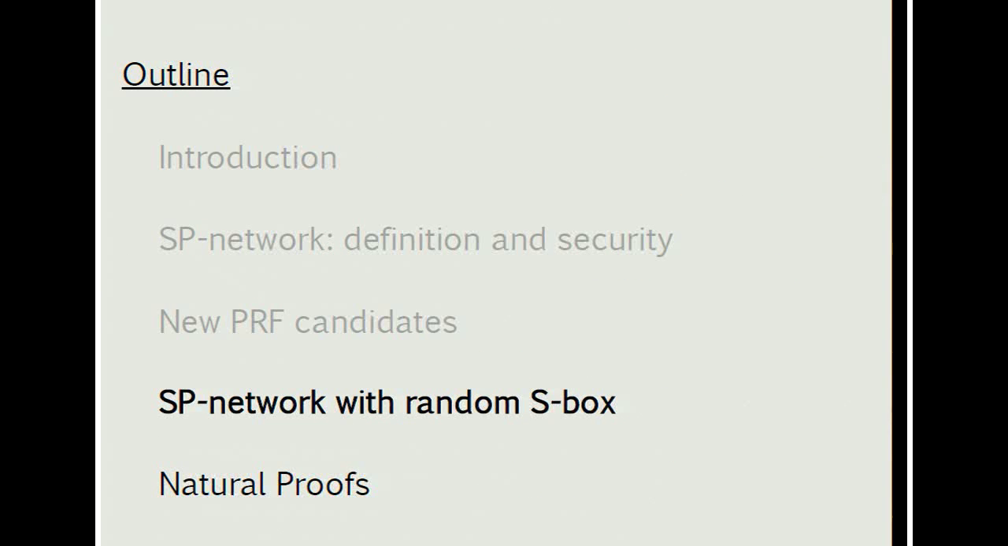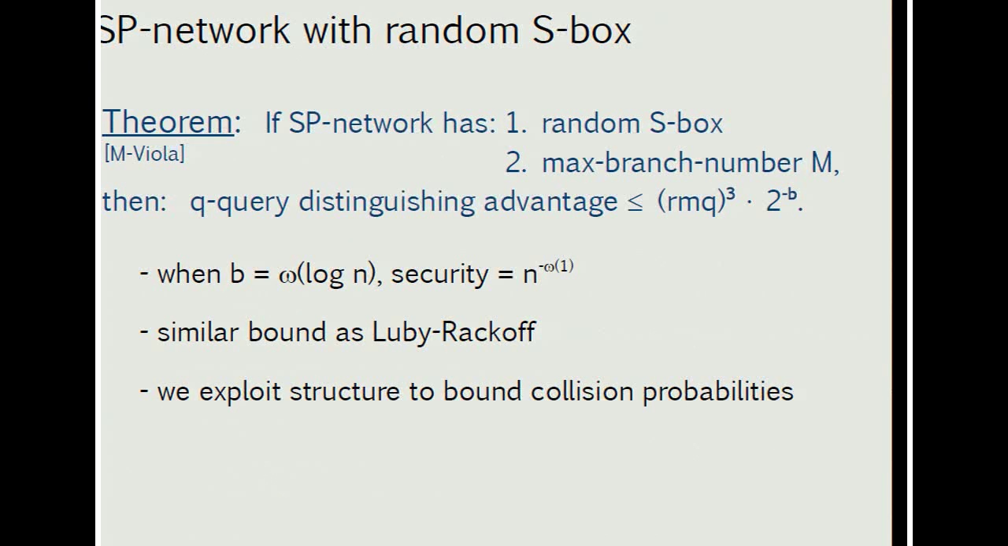Okay. So now I want to briefly mention this proof of concept theorem. Here we want to consider an SP network where the S-box is chosen uniformly at random, and you can imagine this as being chosen along with the key. So this is not going to compute a permutation, but that's okay. We're interested in pseudorandom functions.